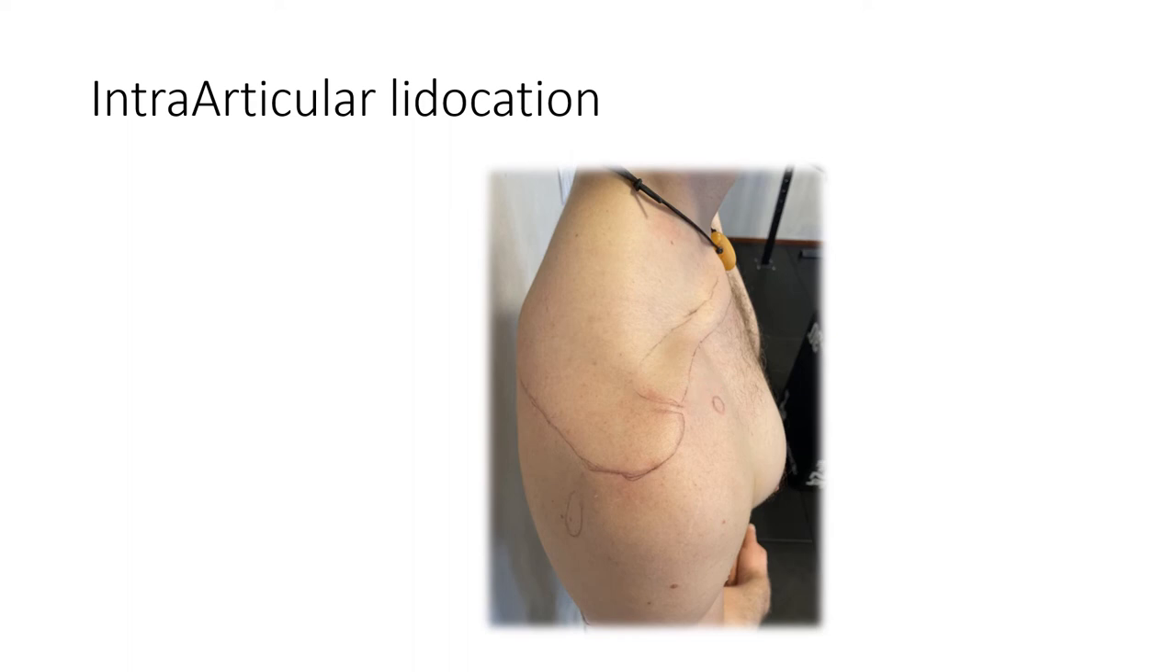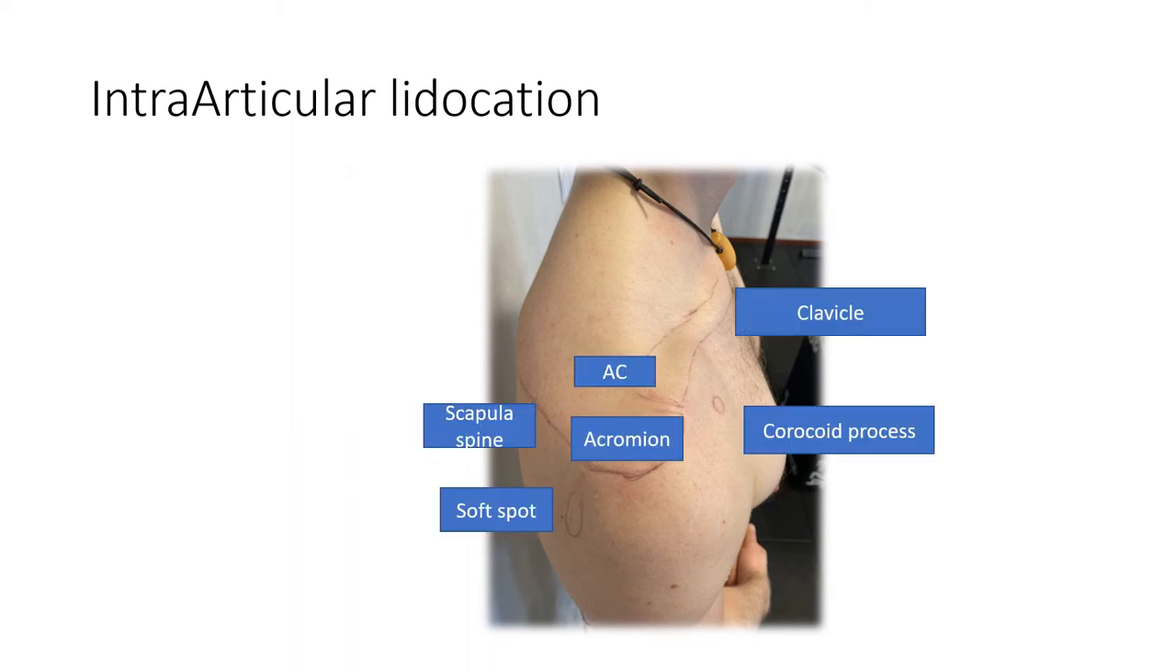And why I'm painting this picture is here you have a soft spot. If you feel on your own shoulder, you can feel like this is hard, and then this is hard, but then there's a soft spot right here. And this is where you're going to inject intra-articular lidocaine. So where are you going to aim? Well, you're going to aim towards this point. So you're going to aim that direction and then inject. There are nuances to this, and you can do it upwards or downwards. And I'm no expert at this, but this is how we were taught it.